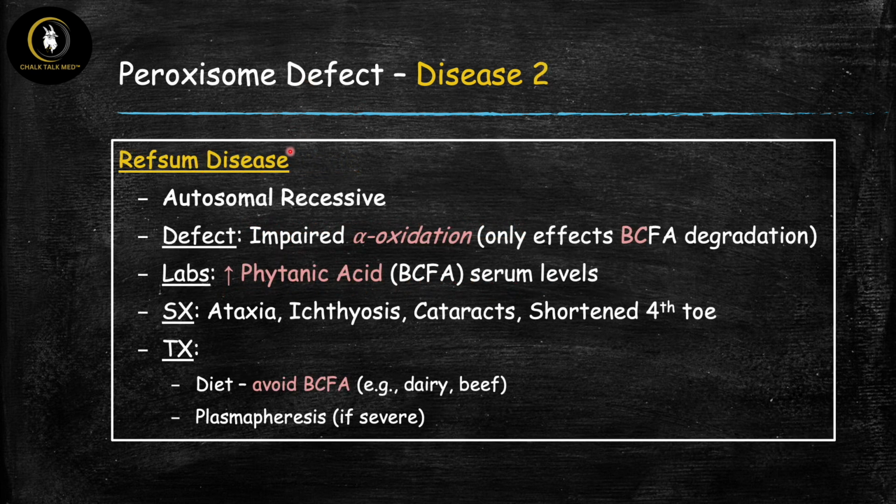All right, so disease two is Refsum disease, and this one is also autosomal recessive, but this one is hugely different from Zellweger syndrome because here the defect is very specific in the peroxisome. Specifically, you have a problem with alpha oxidation.